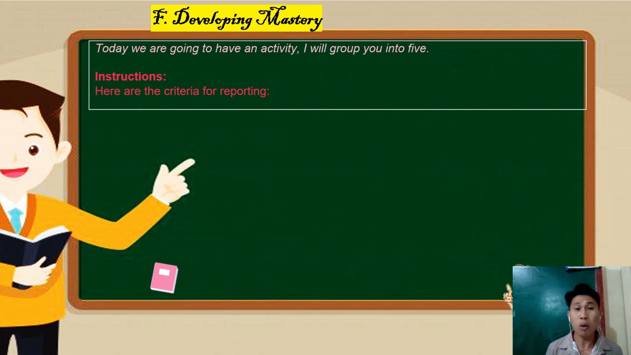The jigsaw will start by the teacher giving an instruction. For example, today we are going to have an activity. I will group you into 5. Here are the criteria for reporting.